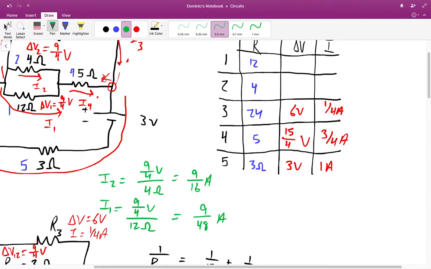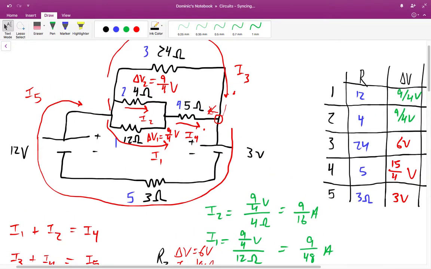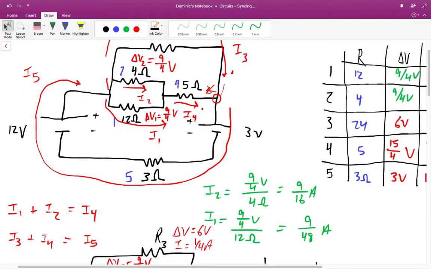So again, I1 we just said is 9 over 48 amps. I2 should be 9 over 16 amps. Delta V1 we just said was 9 over 4 volts. And delta V2 also 9 over 4 volts. Okay, you can check your work. I'm not going to do it just because this video is already pretty long.